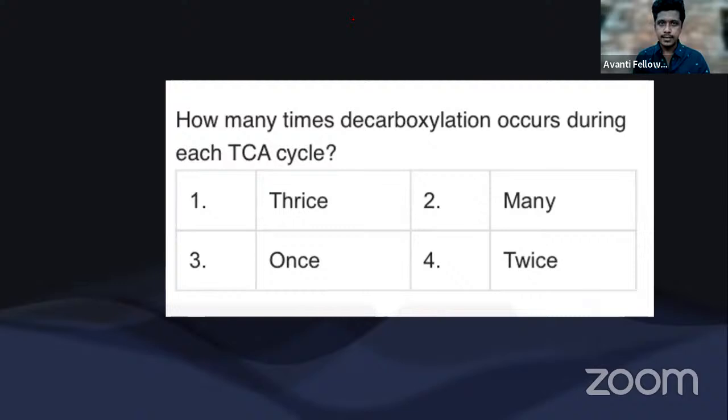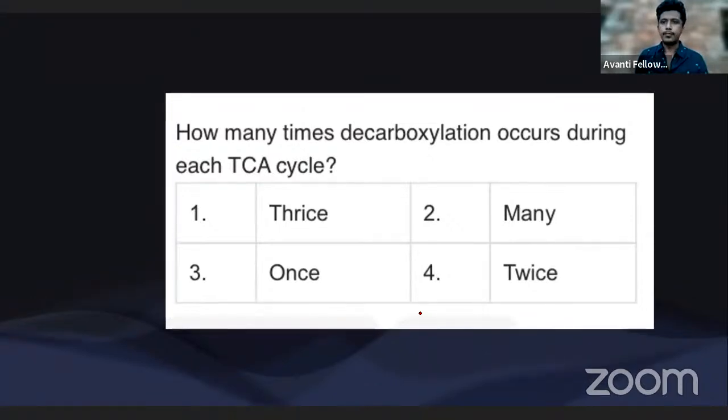Our next question is, okay, one second, I will see if the poll has ended. It's not ended. Okay, now I think it's ended. How many times does decarboxylation occur during each TCA cycle? The options are twice, many, once, and twice. So just look at the question very carefully. You will understand it, and it's a very easy question.